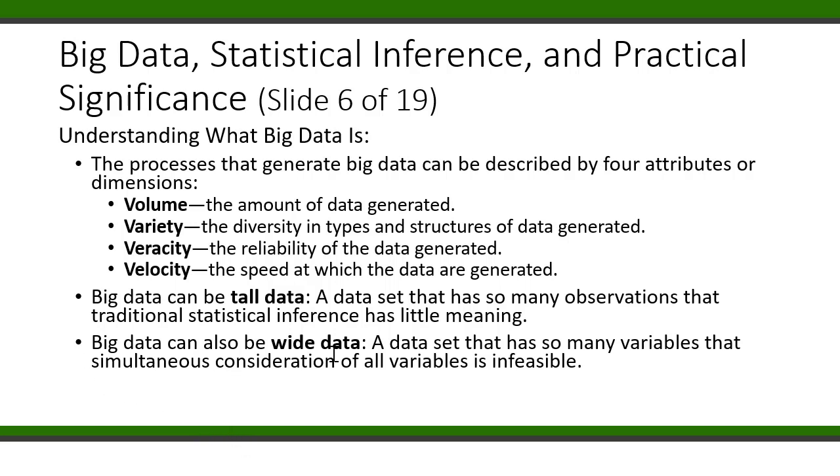We can also have something called wide data. Wide data means there's so many variables, and not typically, but for the most part, every variable has its own column. So if you think about adding more variables, that just makes it wider. So that's one way to think about wide data. Tall data means it's like a long spreadsheet. You just keep adding more and more rows or more observations.